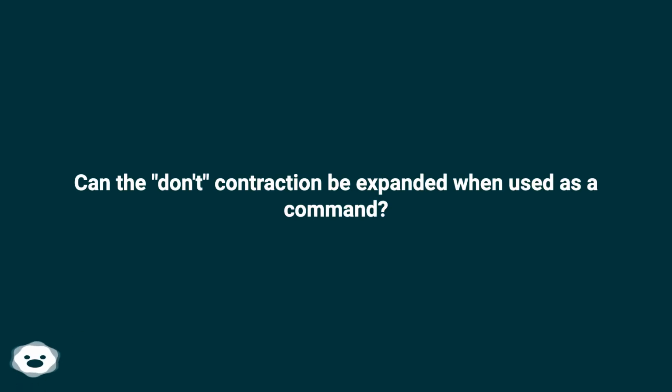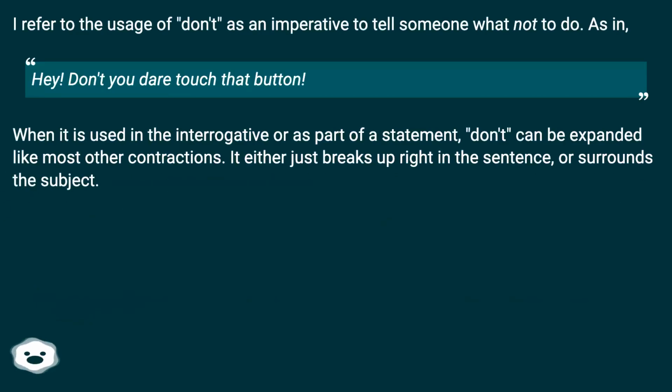Can the don't contraction be expanded when used as a command? I refer to the usage of don't as an imperative to tell someone what not to do. As in, hey, don't you dare touch that button. When it is used in the interrogative or as part of a statement, don't can be expanded like most other contractions. It either just breaks up right in the sentence, or surrounds the subject.